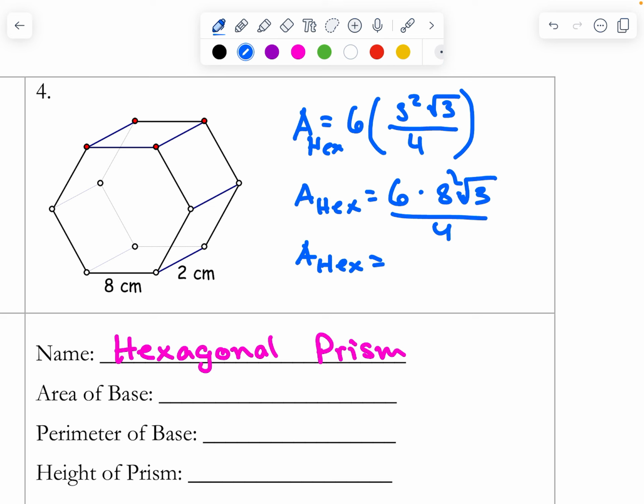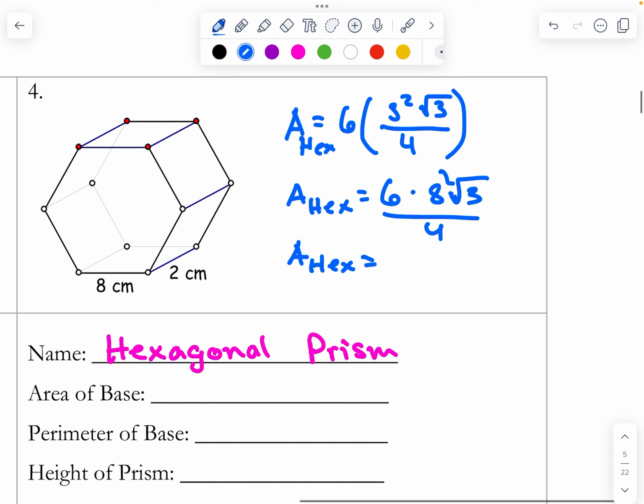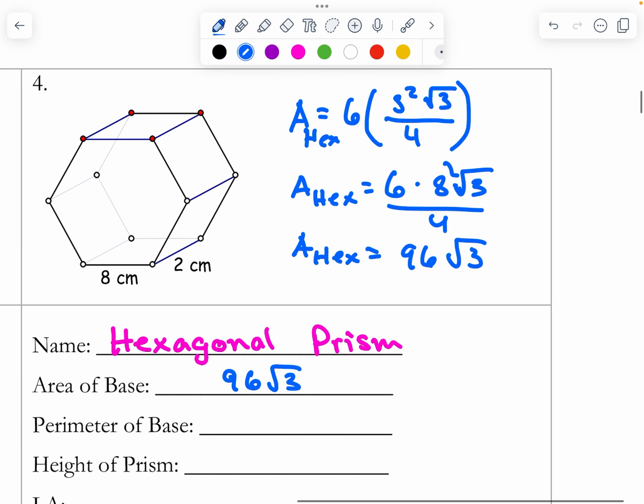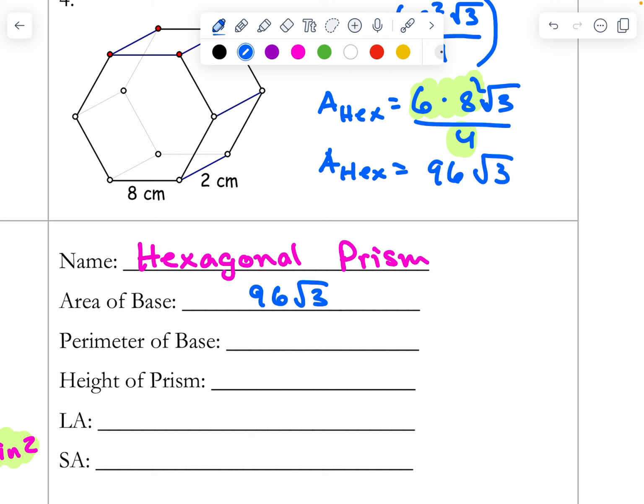So 6 times 64 divided by 4, I got 96. And then we keep our root 3. Awesome. So we found the area of my hexagon being 96 root 3. And again, how did I get 96? Well, I did 6 times 8 squared over 4, and then you can always just multiply that by root 3 to leave it as your exact answer. And this should be in centimeters squared.